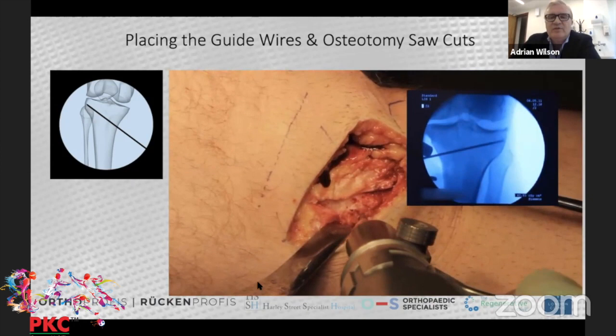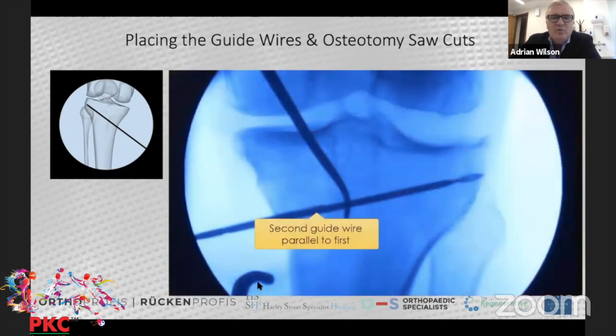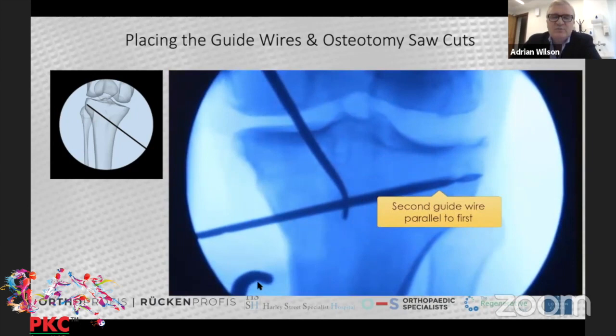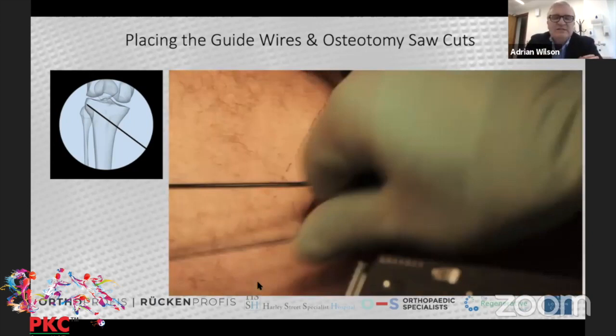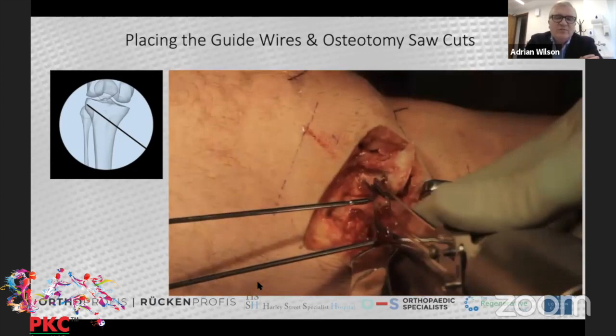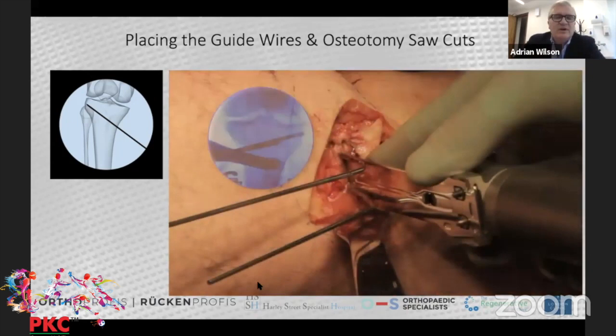And then I'm going to place my second K wire parallel. Now it's very important that this is done with the knee flexed, in line with the knee joint. Here, I'm actually not quite flexed enough. You want to flex the knee and you want to see perfectly through the knee so that your two wires are in the plane of the joint line. And then you can see us making our cut. And we do this in the standard way, as you can see, to, as I say, 5 to 10 millimeters.